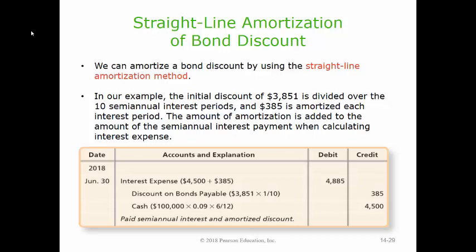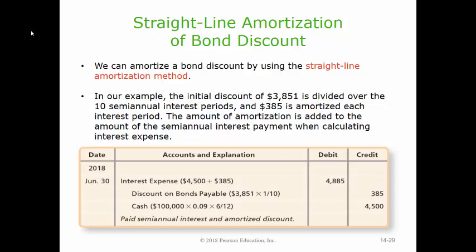So the journal entry to record the payment of interest and the amortization of a discount on a bond is to debit interest expense, and we'll leave that number blank to start with. Then you're going to have a credit to discount on bonds payable, which is that equal portion of the discount coming off of your books. So we're going to credit discount on bonds payable, reducing that contra liabilities value by $385.